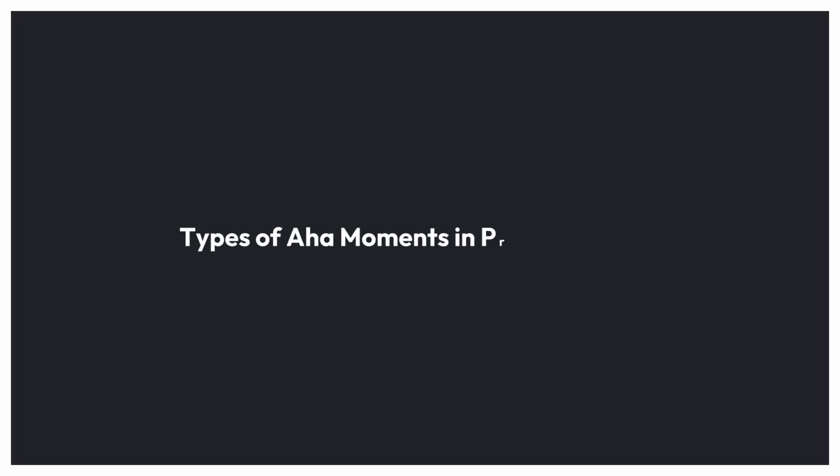Types of aha moments in product design. Now that we've talked about how to lead users to their aha moment, let's look at the different kinds of aha moments that exist. Not all moments of clarity are the same. Some are emotional, others are functional, others are social and creative. Understanding these categories helps you design onboarding that aligns with the kind of value your product offers. There are 4 major types of aha moments that show up again and again in great digital products. Let's walk through each one of them along with real examples.